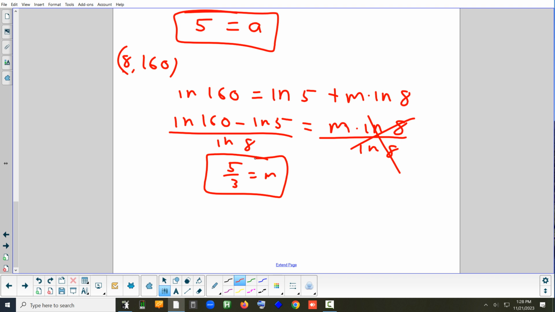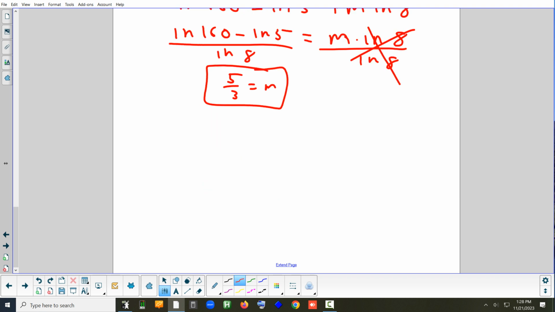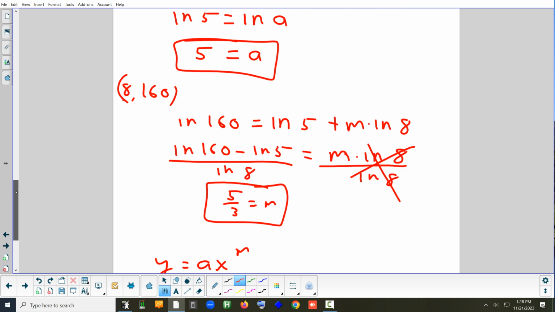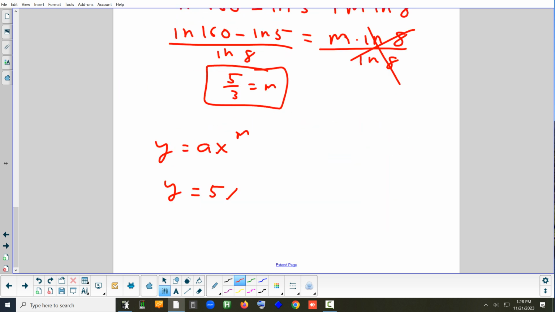Okay, so now we've got the 2 values that you need to write the final answer. It's like you've got your slope and your y-intercept. What's the format that our final answer is supposed to look like? You don't have to fill in anything, just give me the equation. It's y equals what times what to the what? Ax to the power of m. So y equals 5x to the 5/3. That should be the equation that goes right through our points.